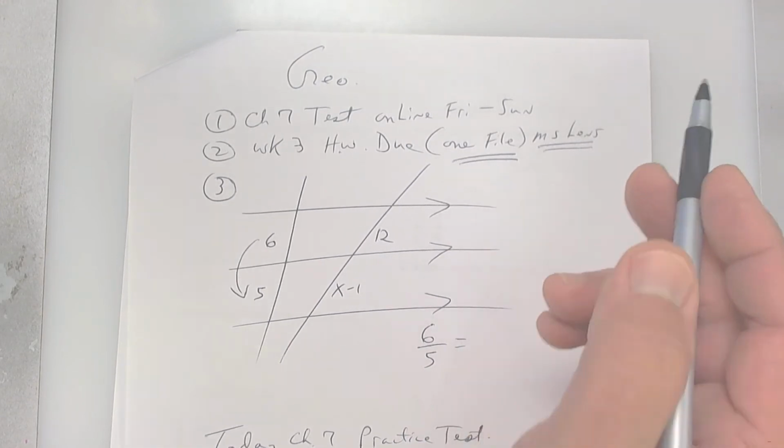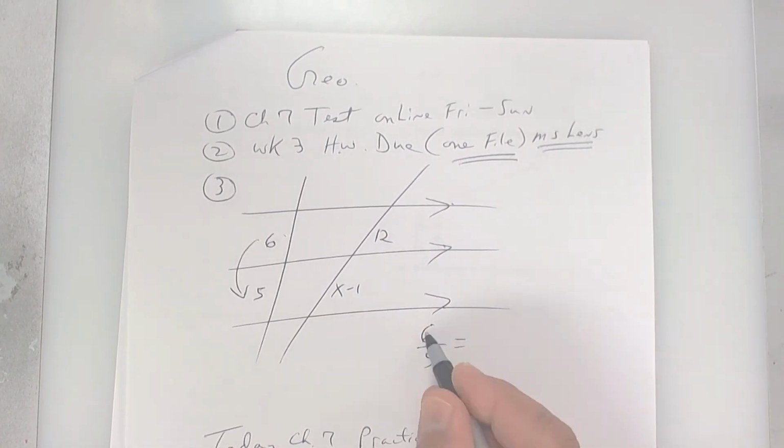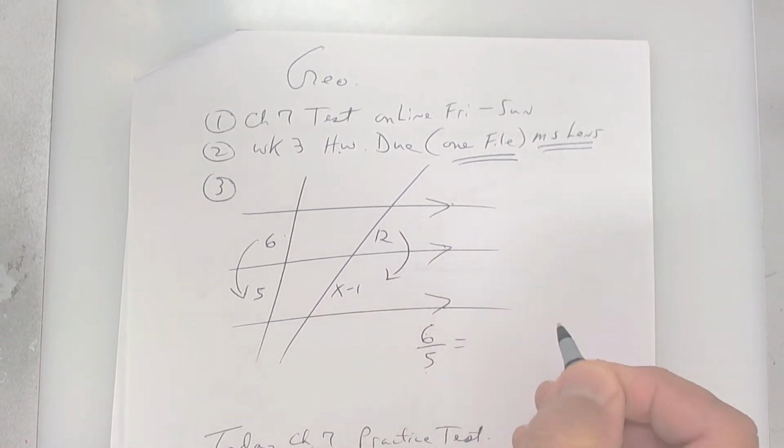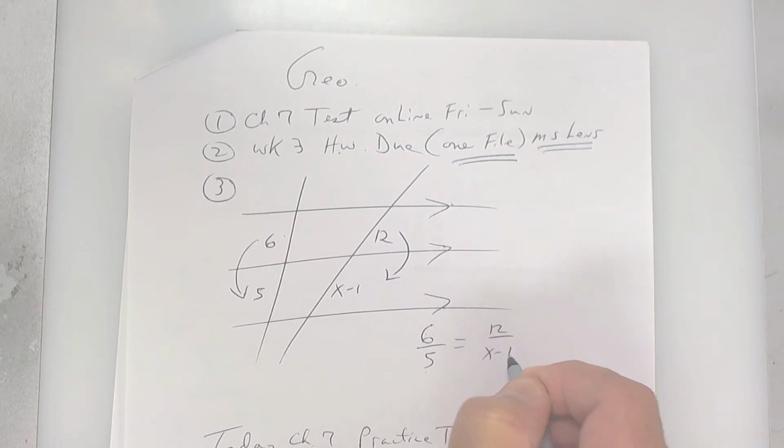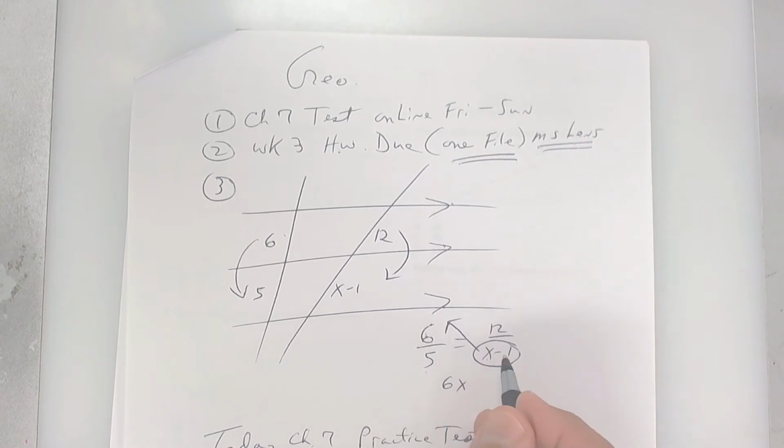So look here. These lines are parallel, so I'm going top over bottom equals top over bottom. Okay, some of you on your homework from last week, you didn't show me all the work. So if you didn't get full credit, that's why. So 6 times x is 6x. 6 times a negative 1 is a negative 6. And 5 times 12 is 60.